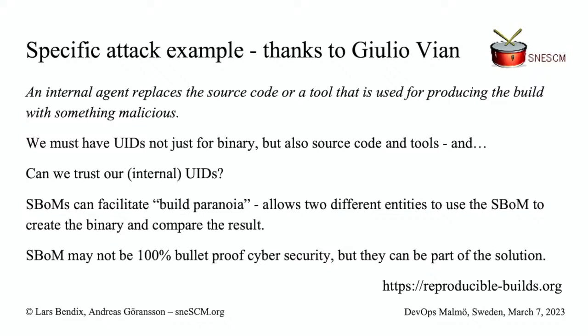Now, how do we discover that? Well, it means that we must have unique IDs not just for the binaries that we have, but also for the source code and the tools. So when you try to put away version 2.7 of the source code that you checked out from Git and substitute it with something else, hopefully it'll get a different unique ID. Otherwise, we have a problem internally with how we assign unique IDs.